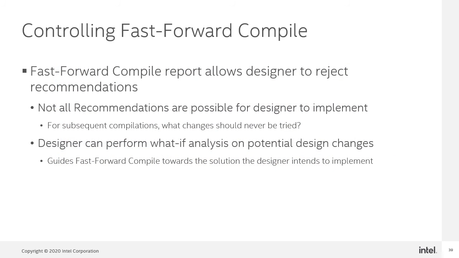Not every fast-forward recommendation can be implemented by the designer. So fast-forward analysis provides constraints that allow you to control the recommendations given, rejecting recommendations that you cannot or do not plan to implement. For example, say you have some legacy code that you are using in your design. You simply cannot modify the code to implement the fast-forward suggestions, so there is no use for fast-forward compile to return any recommendations targeting logic within this legacy code. So by using these fast-forward constraints, you can force the analysis to return a solution that you can actually implement, thus increasing the usefulness of your fast-forward run.